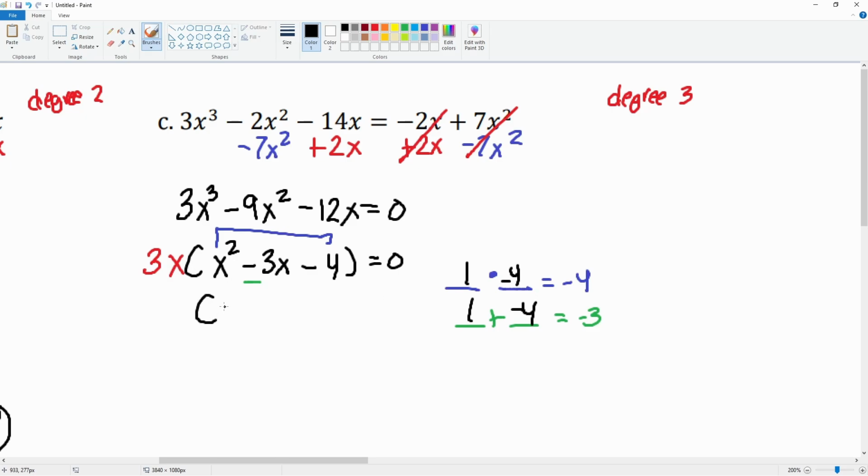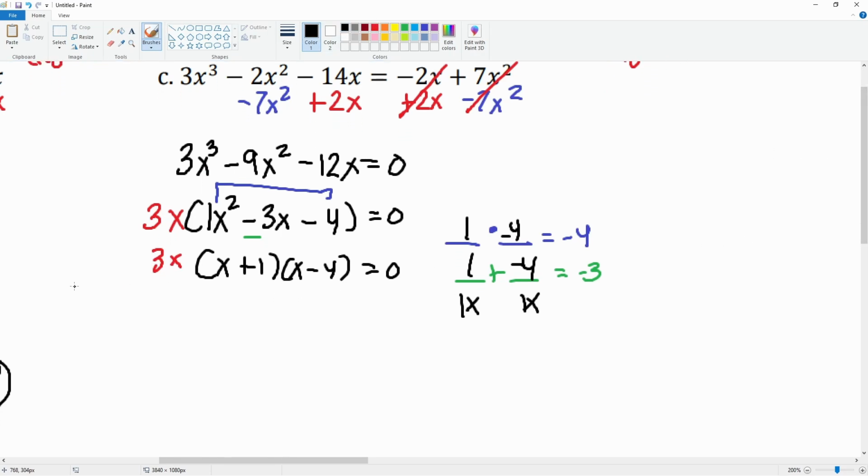Okay, so this breaks down into an x, then an x, because there's a 1 in front. So the factors are x plus 1 and x minus 4 equal to 0. Bring down that 3x. All right, now you set each factor equal to 0. So the 3x here is going to be equal to 0. Then the x plus 1 is going to be equal to 0. And the x minus 4 is going to be equal to 0.